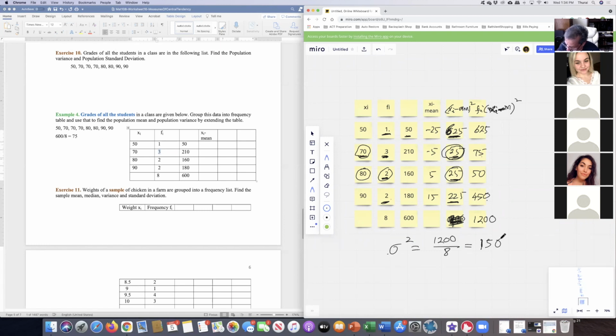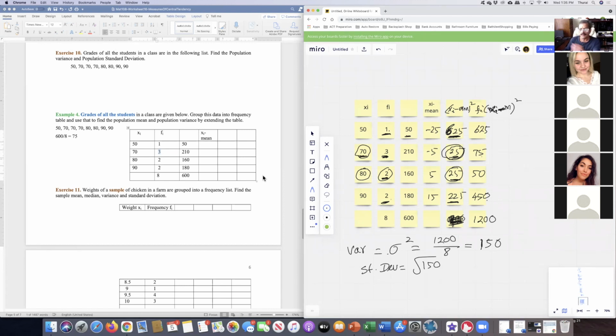$150. So sigma squared, the variance, often abbreviated as VAR, is equal to 150. So the standard deviation is equal to the square root of 150. That's all it is. Use your calculator to find the square root of that. That's your answer for that.